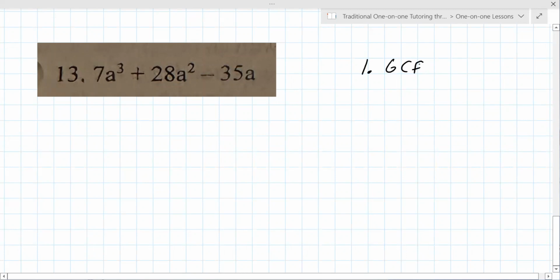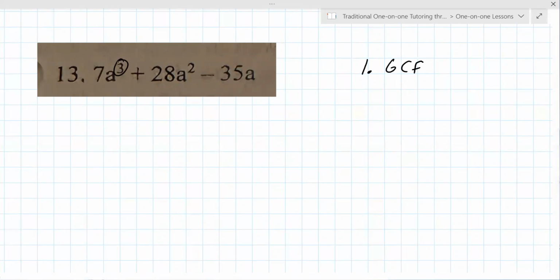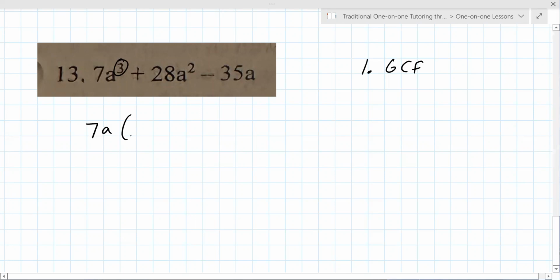Now, one of the things you might notice here is the cube. The cube's a pretty good indicator. If you see a cube or power of 4, it's a pretty good indicator of greatest common factor or factor by grouping. Okay. So this one has both a letter and a number. Can you tell me what the greatest common factor is for this one? 7a. Now, if you don't do both, you make the work a lot harder for yourself.